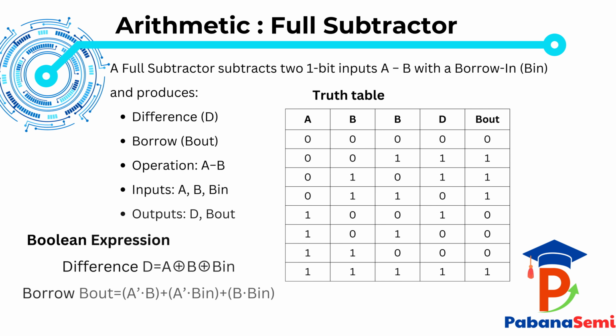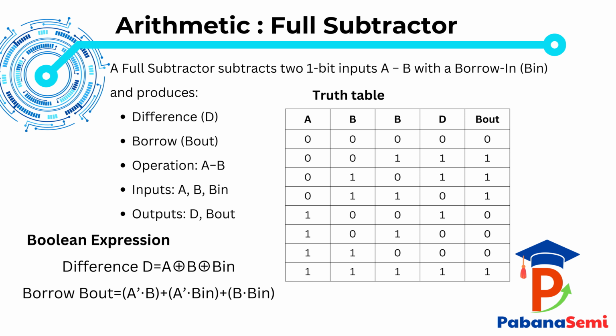Now let's understand the full subtractor. A full subtractor performs one-bit subtraction with borrowing. It subtracts b and the borrow-in, bin, from a. So the operation is a minus b minus bin. It produces two outputs, the difference, d, and the borrow out, bout. From the truth table, the difference behaves like XOR across all three inputs. So the difference equation is d equals a XOR b XOR bin.